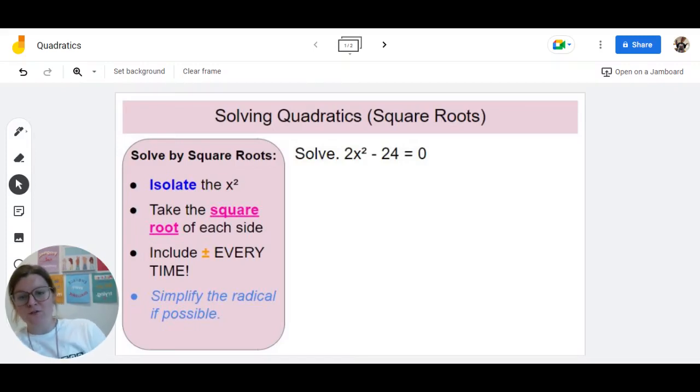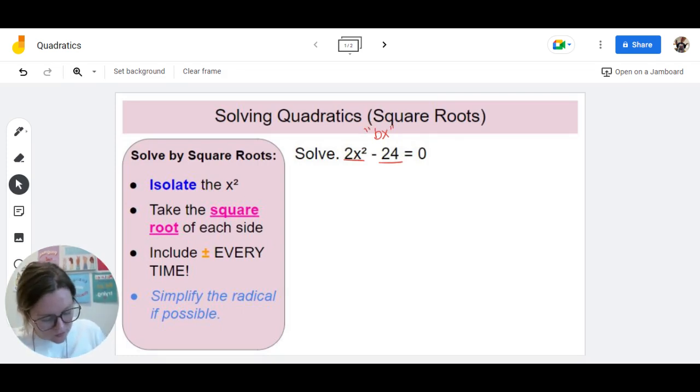All right, let's look at this quadratic. So we have 2x squared minus 24 is equal to 0. Again, the first step is always determining, hey, what method am I using? I'm looking and I have the x squared term and I have just a number. I'm missing the middle term, or the bx term. So I'm like, oh, that means I can use my square root method.